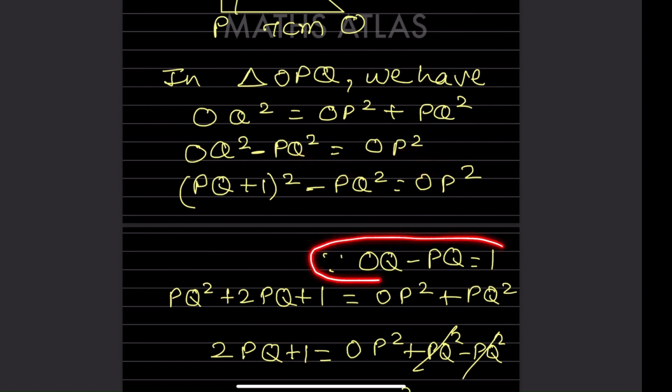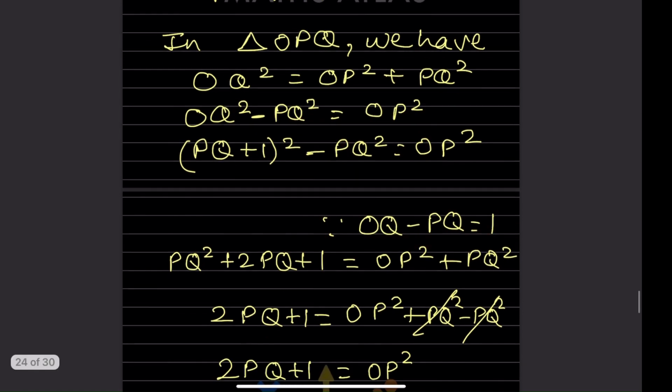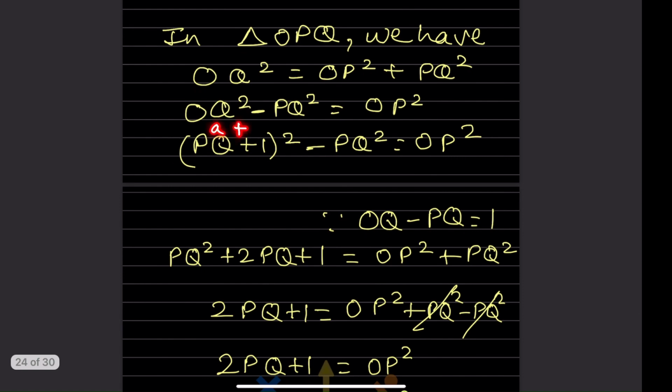It is also given over here, OQ minus PQ is 1. So now what will you do? This is in the form of (A plus B) whole bracket square. You know the formula for (A plus B) square, that is A square plus 2AB plus B square. Here this is A, this is B. So you are going to take the square of this one, PQ square. Twice AB means 2 into PQ into 1, that is going to be 2PQ here. And this is the B square. B square means this is 1, and 1 square is going to be 1.